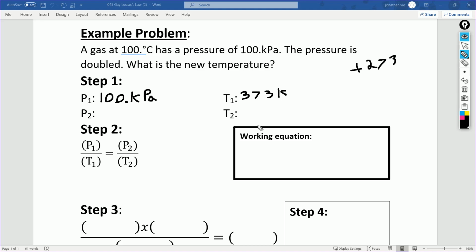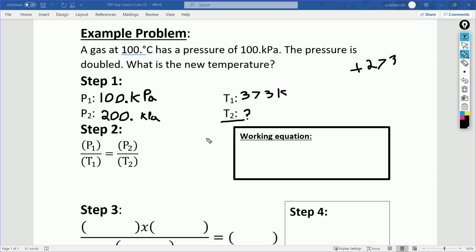373 Kelvin. So I know my initial temperature and my initial pressure. I also know my final pressure. It says the pressure is doubled. So if I double 100, it's 200. And I know that 100 had 3 sig figs, so I need to write this 200 with 3 sig figs. Pressure is still in kPa, kilopascals. But the temperature is something we don't know yet.